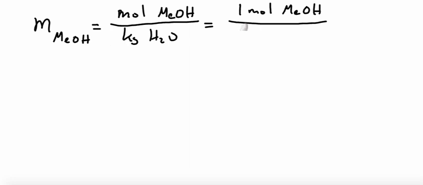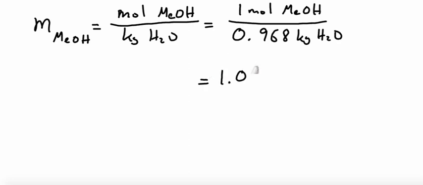So we said we had 968, so 0.968 kilograms of water. We can just divide that to get the molality. So we can see that that is equal to 1.03 molal. And notice we started off with a 1 molar solution.